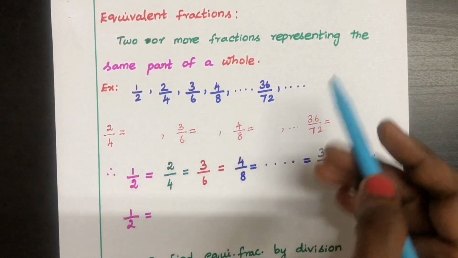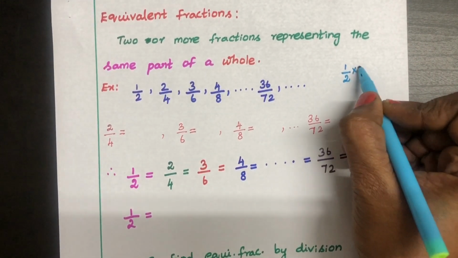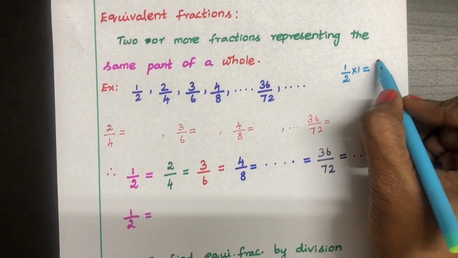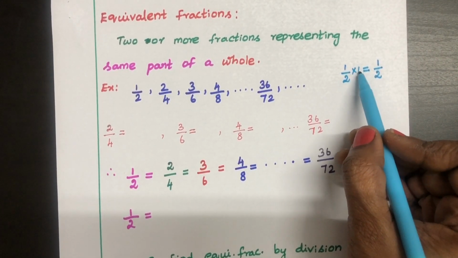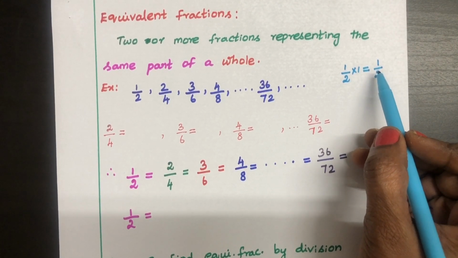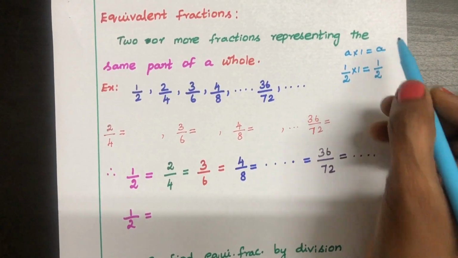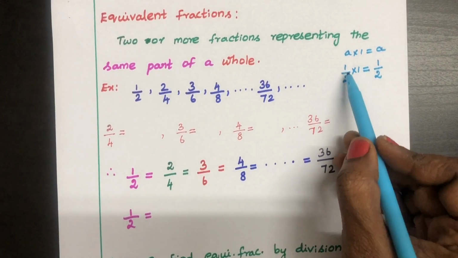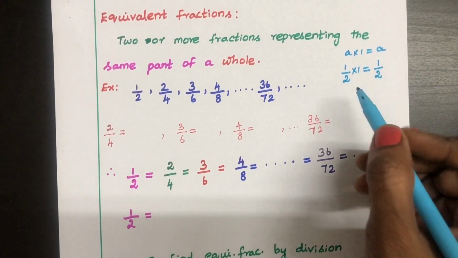I will tell you how. Suppose you are multiplying 1 by 2 with 1, what will we get? 1 by 2. Multiplying any number with 1 gives you the same number. We have seen this in integers. See, a into 1 gives you a. Keep it in mind, this is very important. 1 by 2 into 1 is equal to 1 by 2. I think there is no doubt in this.